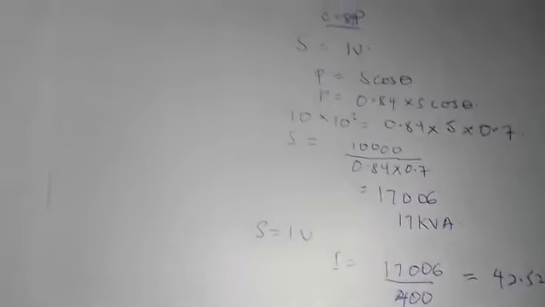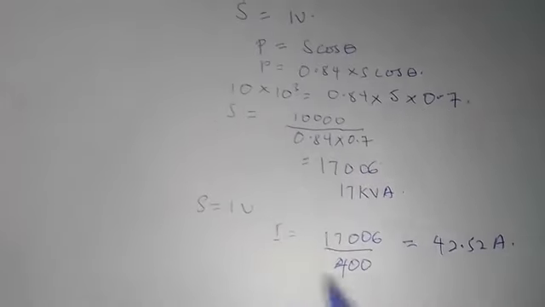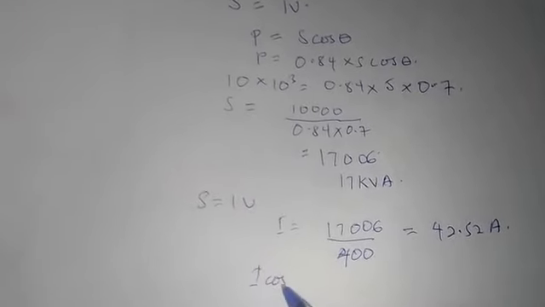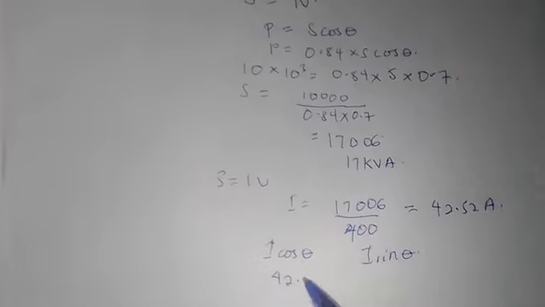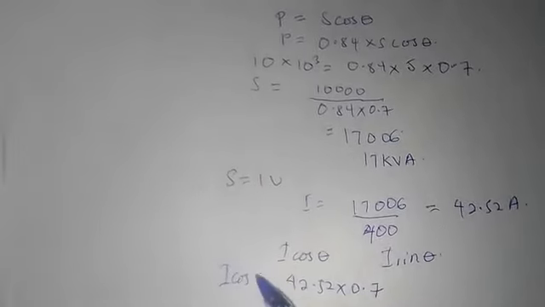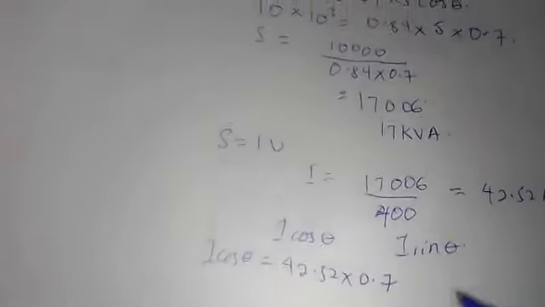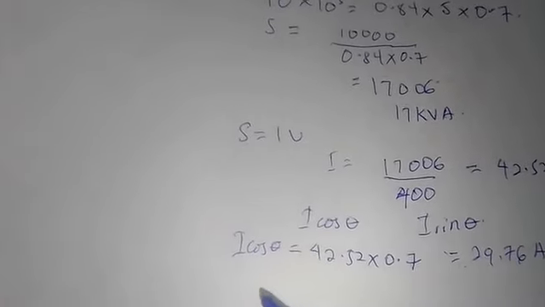So this is the total current I have in my system, and the current has a reactive part and an active part. We have I cos theta being the active part and I sin theta being the reactive part. My cos theta is 0.7, so I'll simply multiply 42.52 by 0.7, and that is giving me 29.76 amperes as the active current.